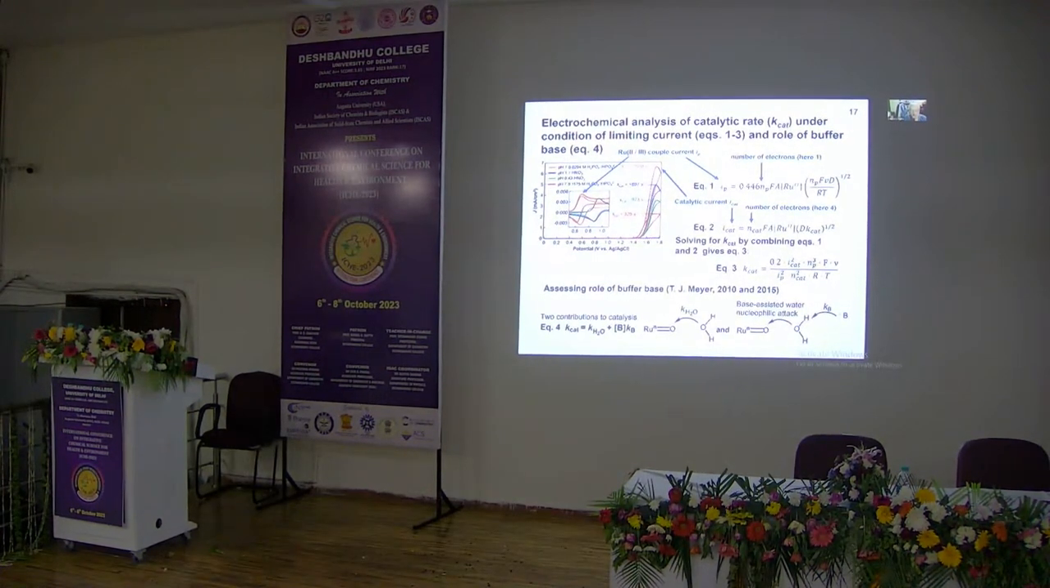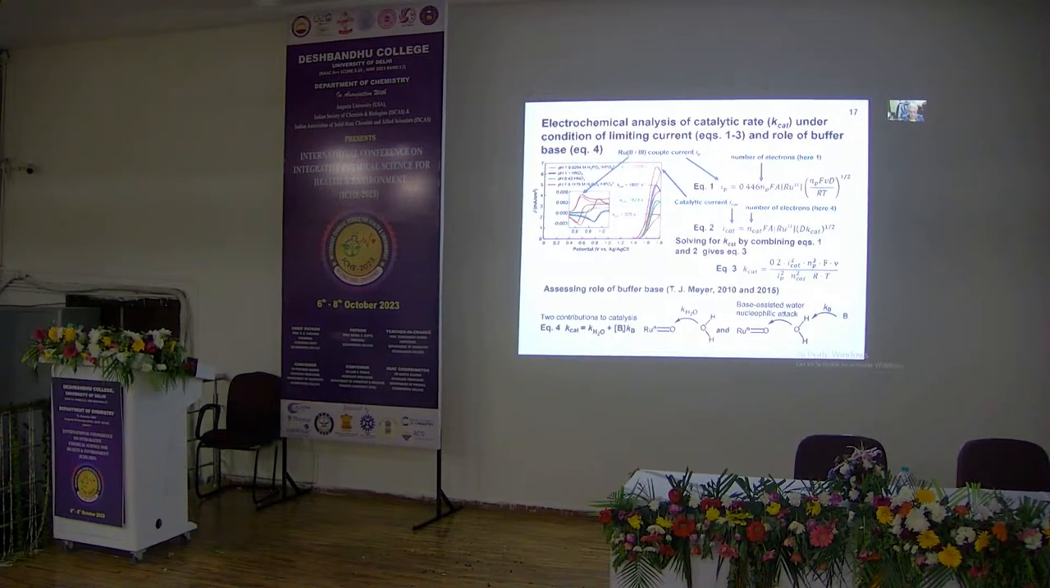Ideally, you should have what's called limiting current. It really looks like this, right? These are, you know, an approximation. You can solve for kcat by combining these equations. And furthermore, kcat has two components to it. KH2O, the inherent rate of this unassisted water nucleophilic attack, and then there's base assisted, and the amount of base can change that contribution, and so can the identity of the base.